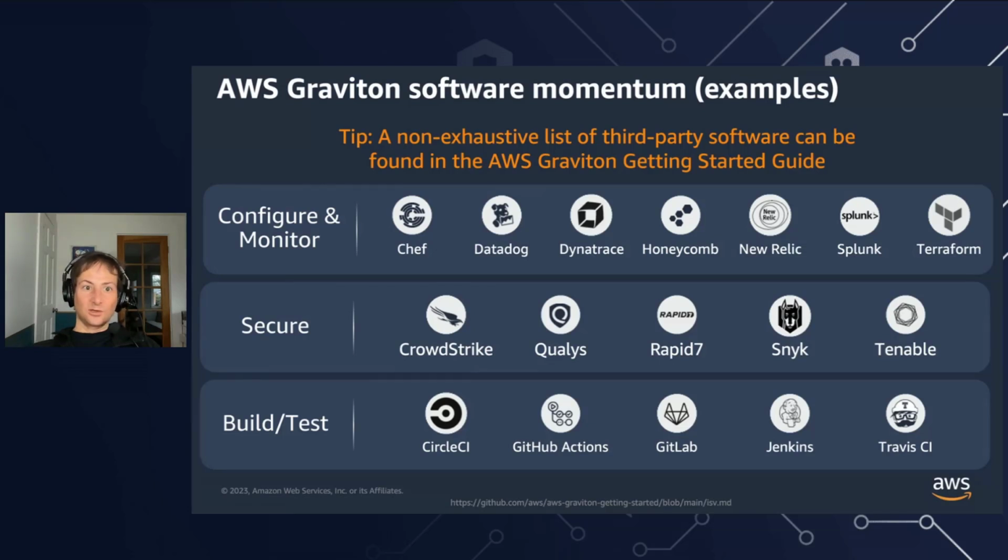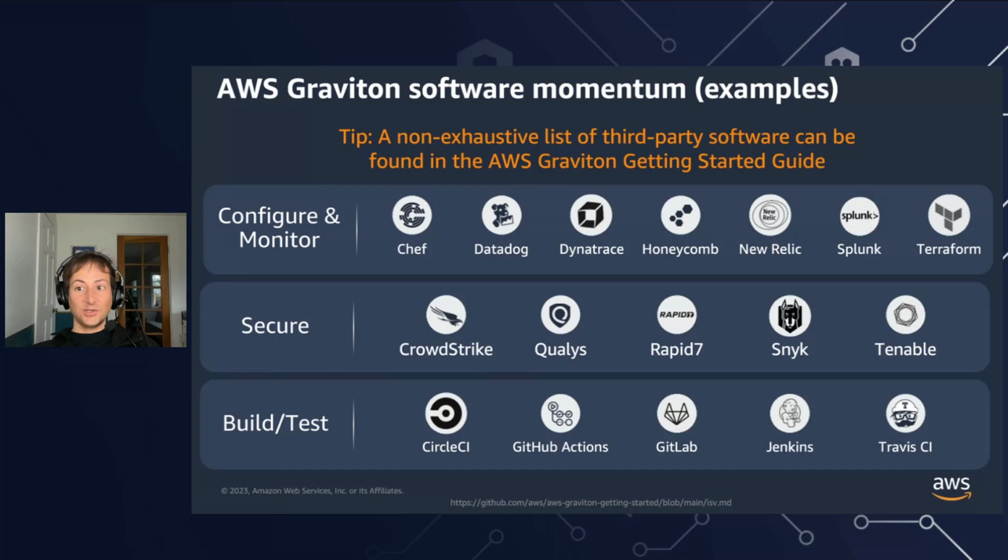In the configuration and monitoring realm, for example, we have support from Chef, from Datadog, from Dynatrace, from Honeycomb. Honeycomb was actually one of our really, really early adopters. New Relic, I've been involved with those guys. They've been really, really quick and successful to adopt Graviton-based instances. You can use Splunk, which is fully supported now on Graviton-based instances, and you can use Terraform.